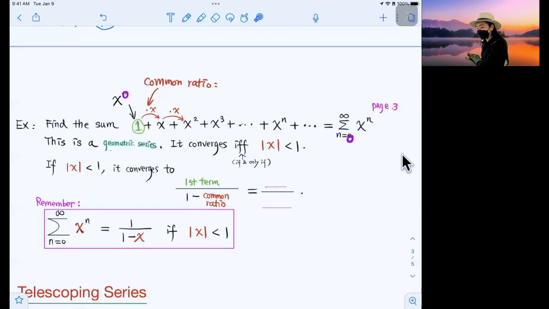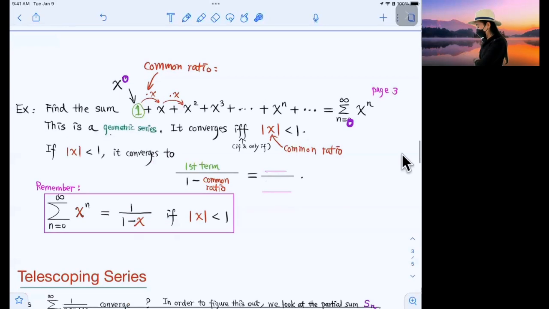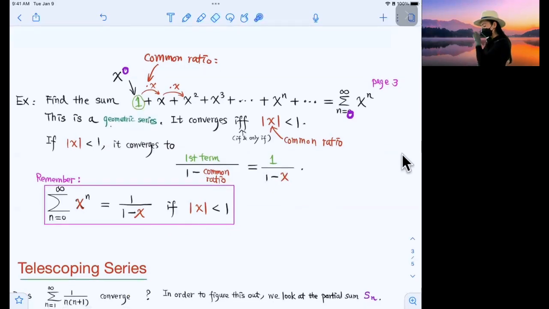And when will this geometric series converge? It converges if the absolute value of the common ratio is less than 1, and we know x is the common ratio, remember? So if absolute value x is less than 1, then it converges. And what does it converge to? First term over 1 minus common ratio. What's the first term? 1. Yes, you got it. And 1 minus what? X. So it actually converges to 1 over 1 minus x.